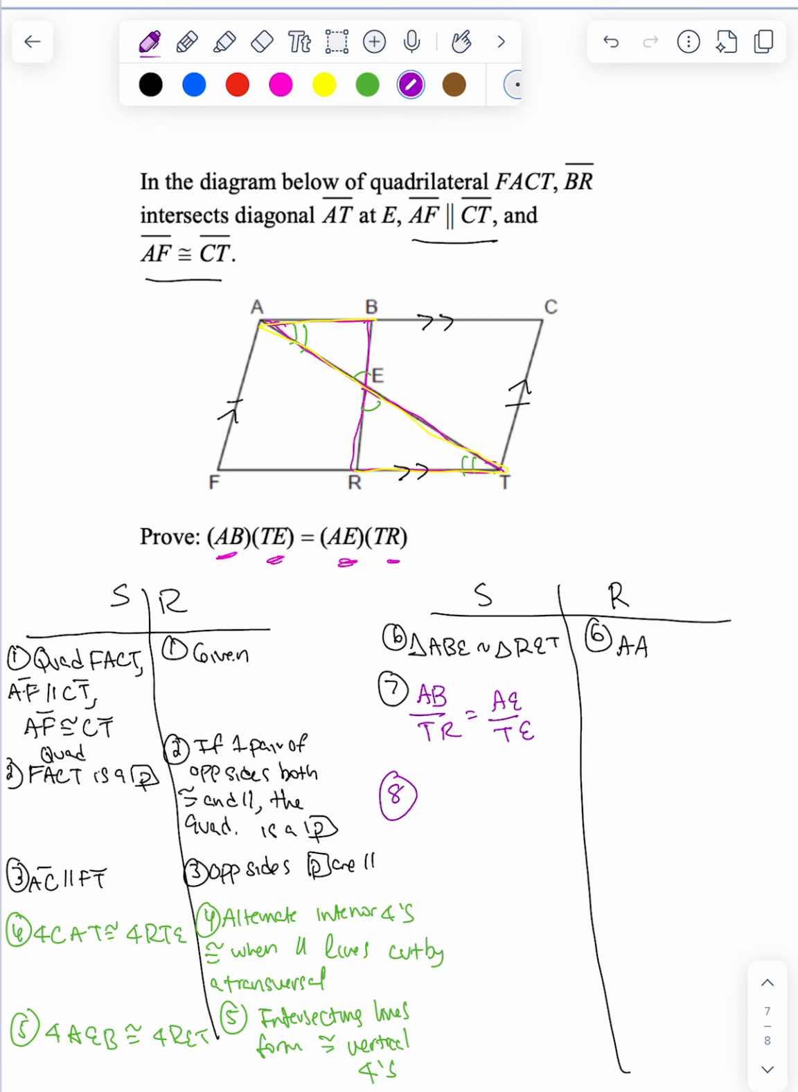And let's double check. This way is AB times TE, that's good to go. And this way is AE times TR. That's good to go. So our reason for our proportion is the same reason every time: corresponding sides of similar triangles are proportional.